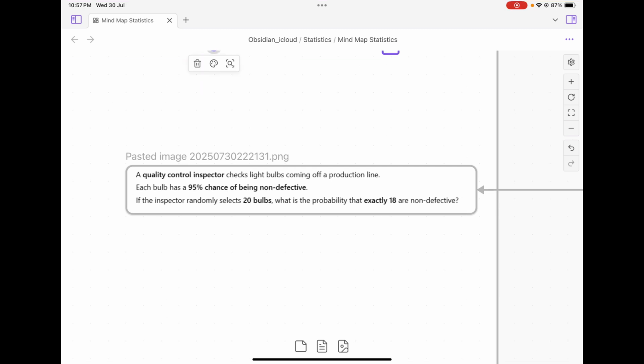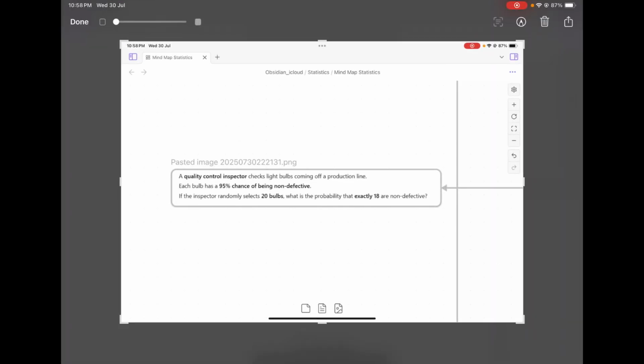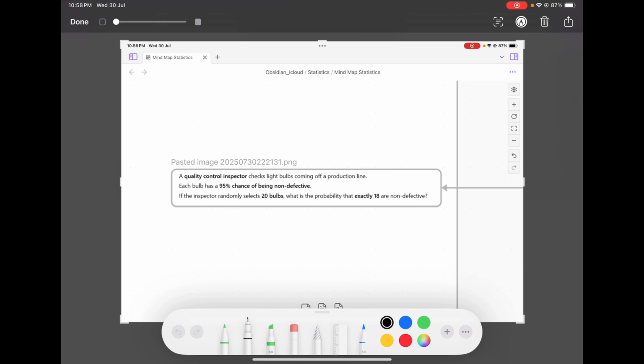A quality control inspector checks light bulbs coming off a production line. Each bulb has a 95% chance of being non-defective. If the inspector randomly selects 20 bulbs, what is the probability that exactly 18 are non-defective?